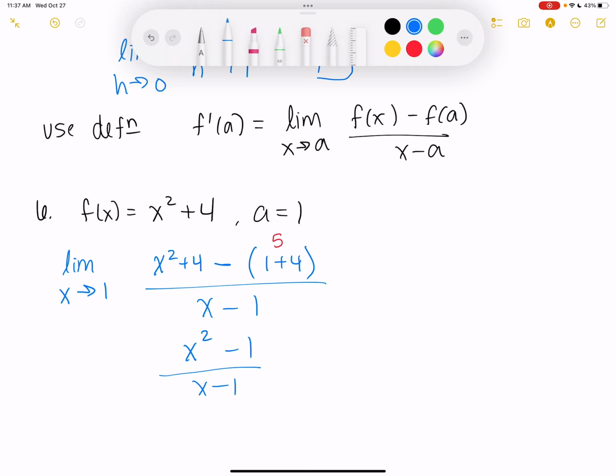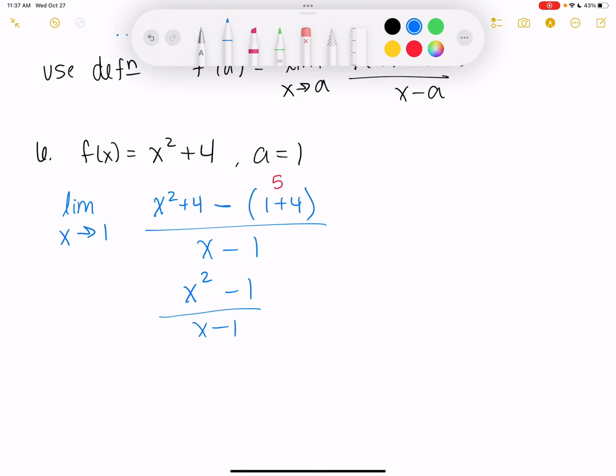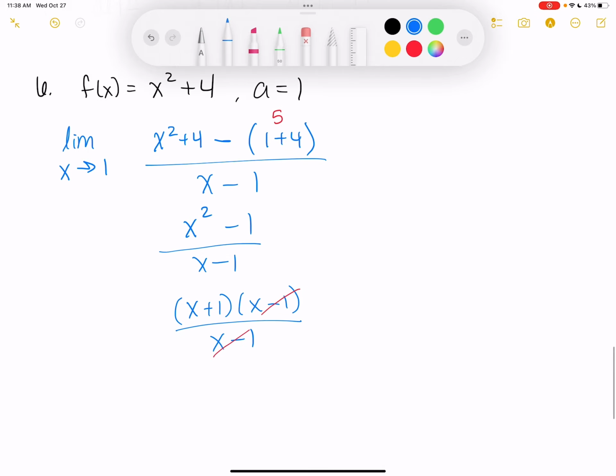Well, if I plug in 1 as it is right now, I get a 0 on the bottom, and I can't have that, so I need to factor the top and see if I can cancel something. So x squared minus 1 is x plus 1 times x minus 1, all over x minus 1. So my x minus 1's cancel. So the limit as x approaches 1 of x plus 1 is equal to 1 plus 1, which is 2. So we got the same answer that we got for number 2.